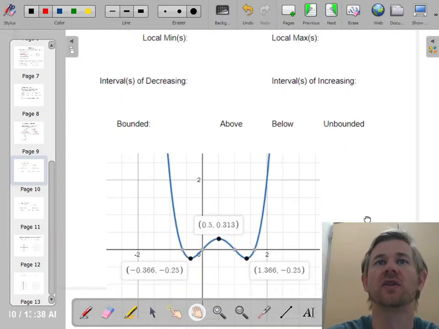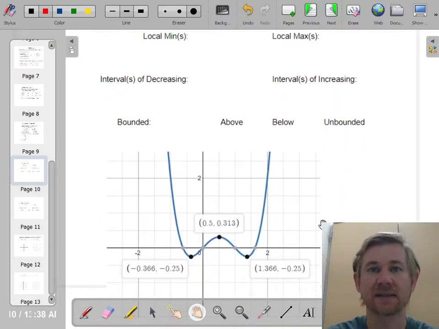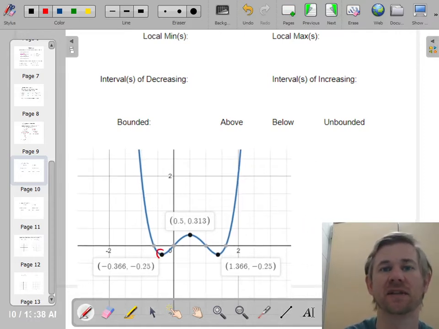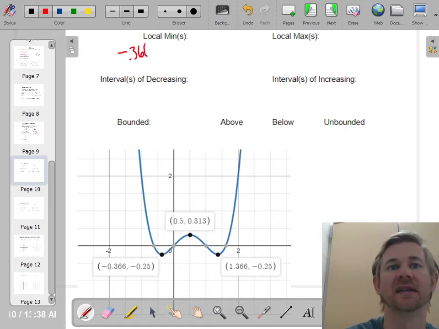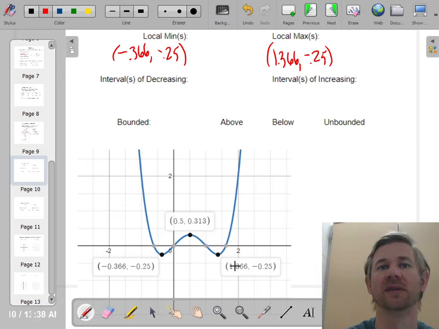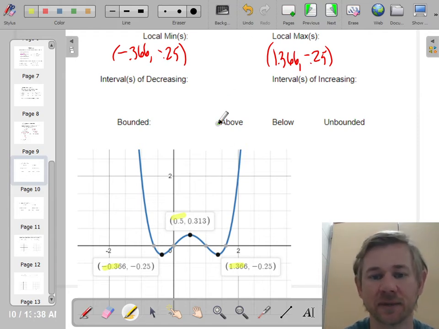All right, so we're going to first talk about local mins and local maxes. Local mins are the turnaround points at the bottom, so this guy and this guy, those are local minimums. So that would be negative 0.366, negative 0.25, and these are ordered pairs, so they're in parentheses, and 1.366, negative 0.25. Those are my local mins. Now for my intervals, remember, we're using only these x values. If you use any of the y values, I know you don't know what you're doing.